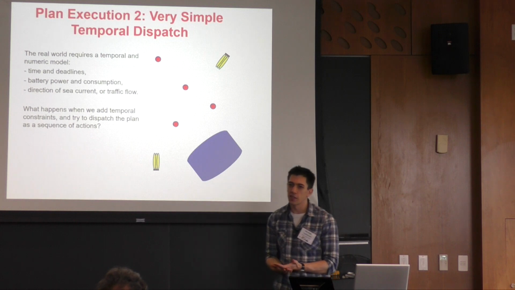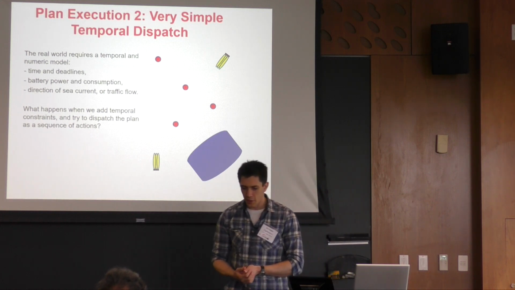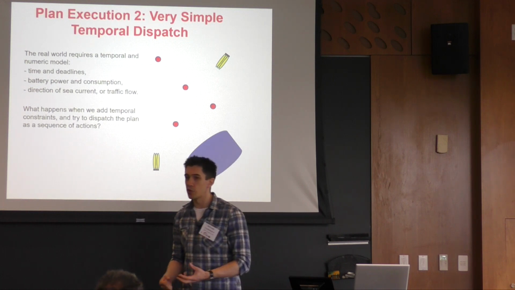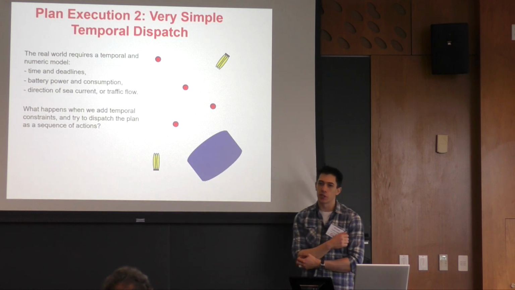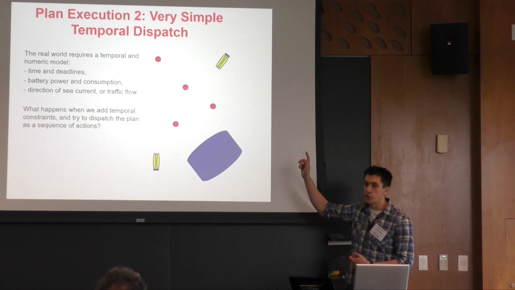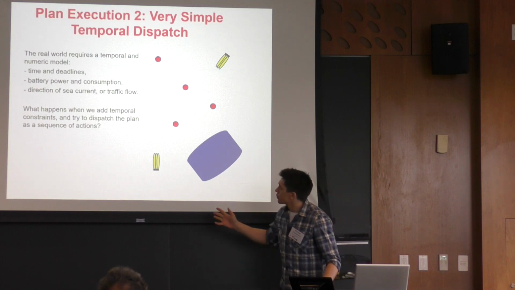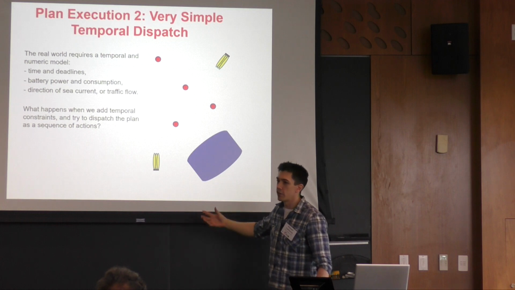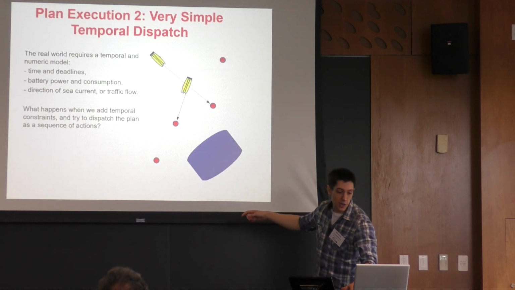I'll now move into the second problem, which is very simple temporal dispatch. So as soon as you have a domain or an application in which there are temporal constraints and time is important, you run into problems with this kind of execution. As soon as we wanted to include another AUV, we had the same issue. So if we were to try and dispatch the actions one at a time, waiting for the last one to complete in this scenario, we would get this staggered movement where only one of the AUV moves at a time.